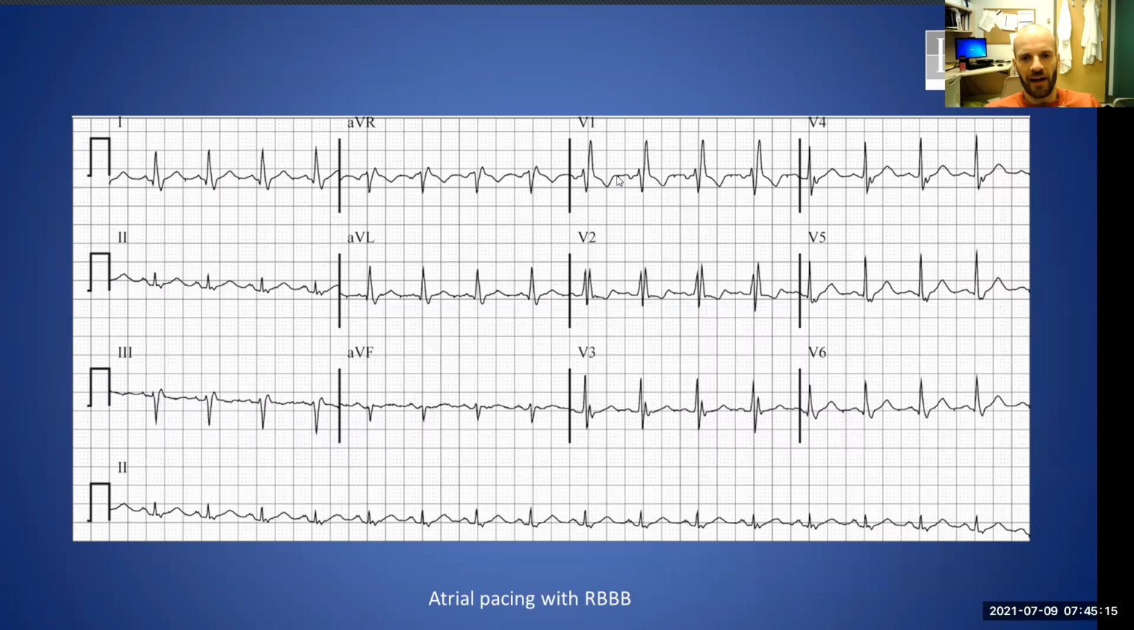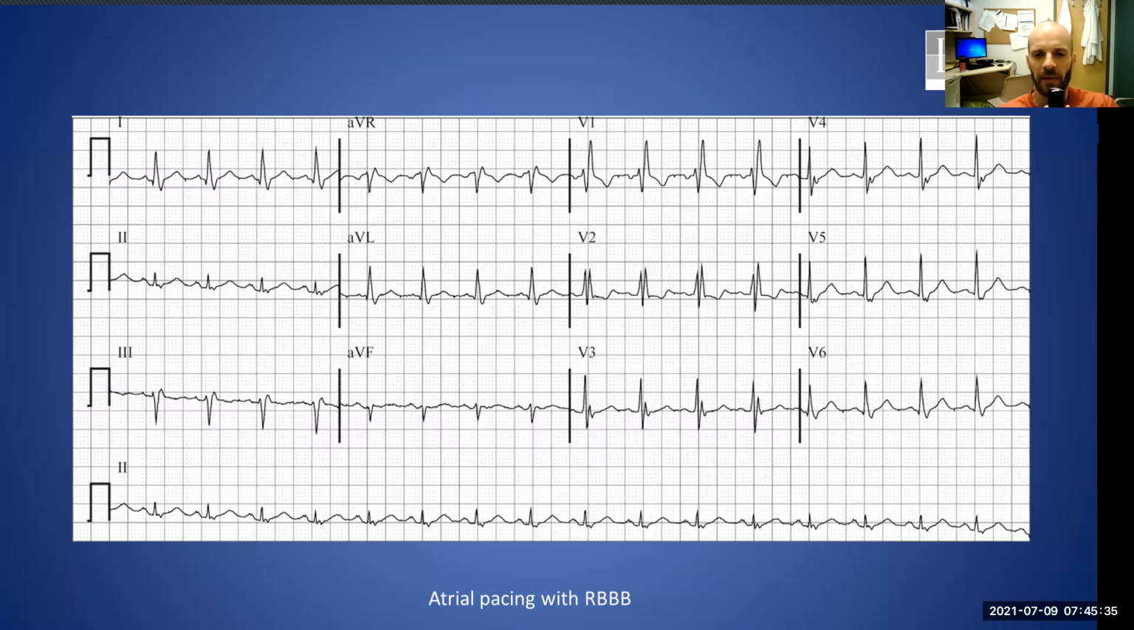Here we've got an example of atrial pacing with a right bundle branch block, seeing how we were mixing these up. Atrial pacing, tiny little pacing spikes here before each P wave, followed by QRS complexes with a right bundle morphology. And that's it.